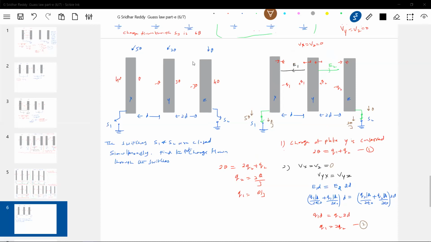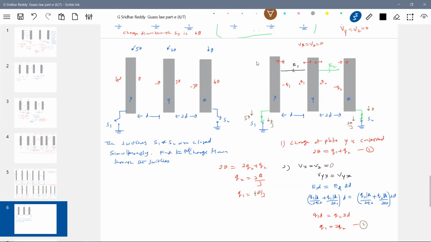Q1 is 4Q by 3. Huh? I'll check the data. Q1 is how much? Oh, yeah, right. This will be 4Q. Q1 is 4Q by 3, means Q2 is correct, no? Okay, 2Q by 3.